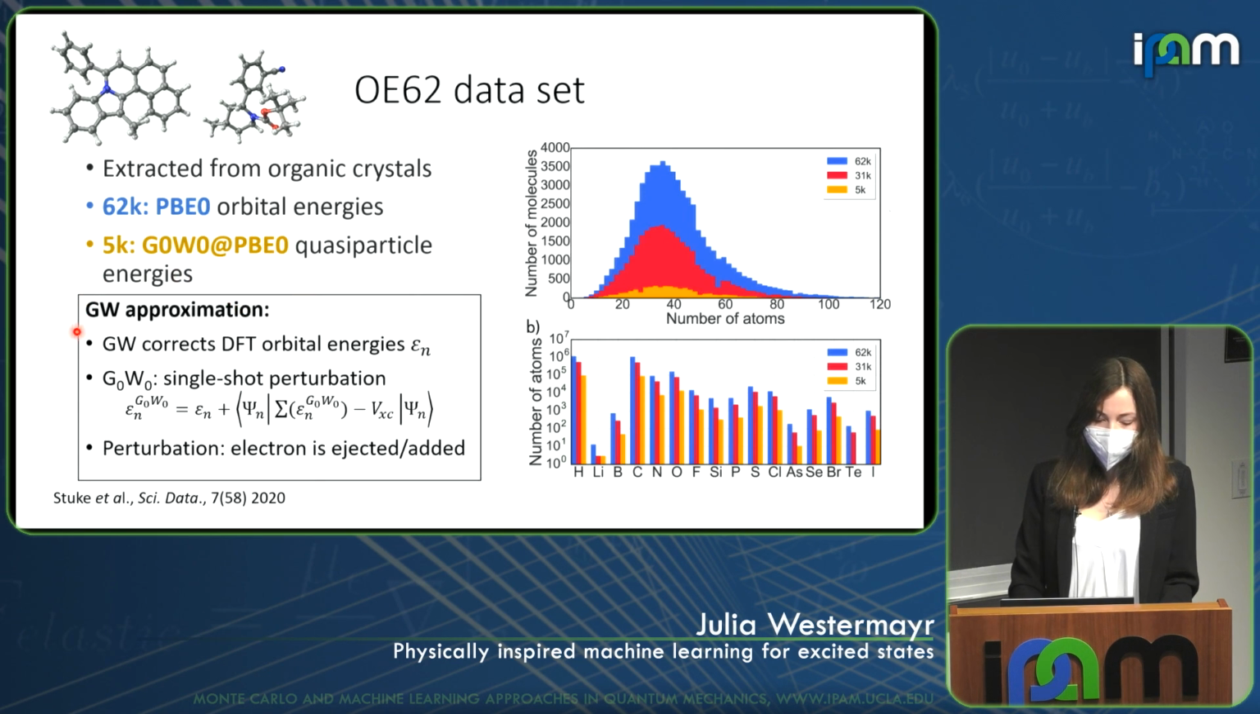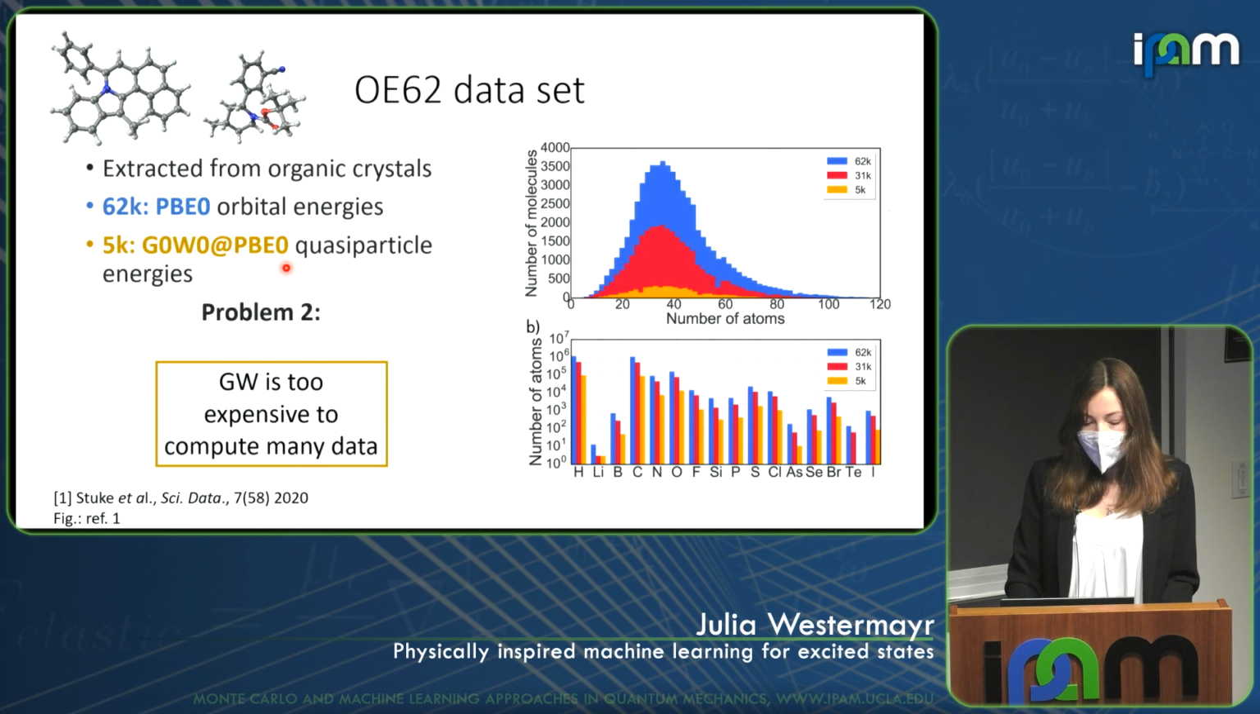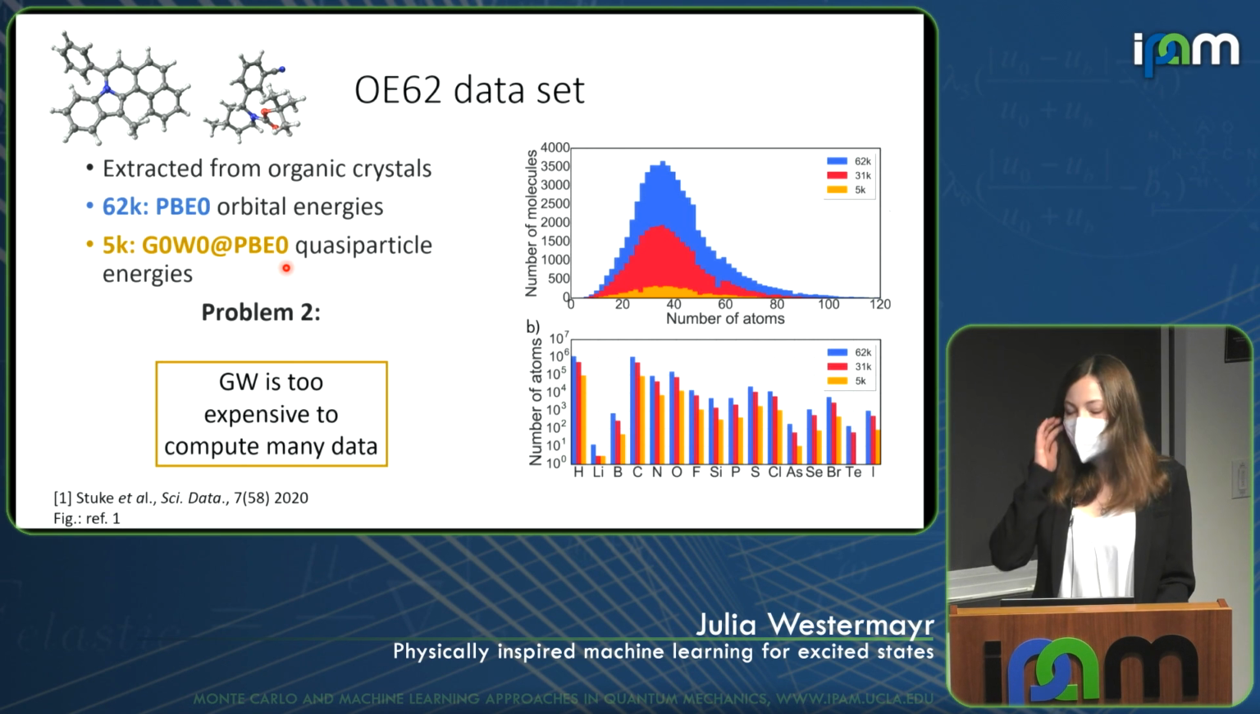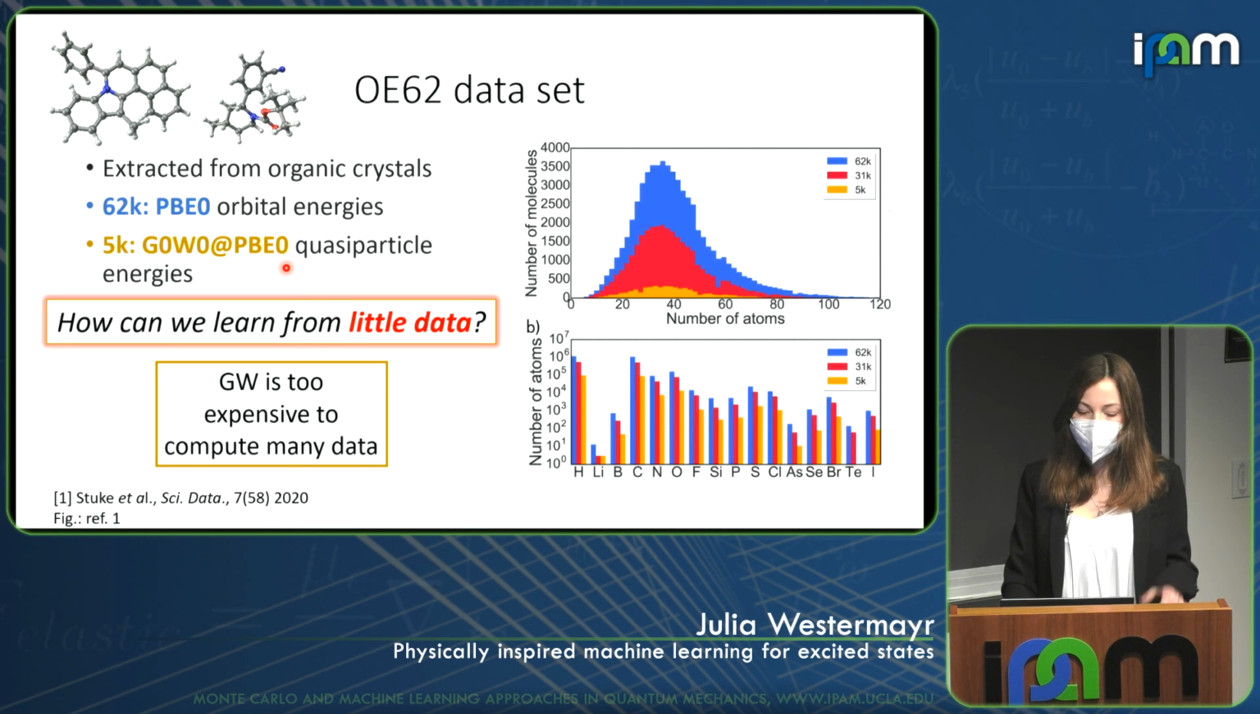And I guess you've already heard in one of the previous talks that with GW, we can correct DFT orbital energies that are wrong due to the neglect of the self-interaction energy. And G0W0 is the simplest approximation. It's a single-shot perturbation. And the perturbation is the electron that is added or ejected. So what we get are quasi-particle energies that are really accurate and can be used to get photoemission spectra. But GW is way too expensive to compute many data points, and we only had 5,000 data points. So we needed to learn from little data.